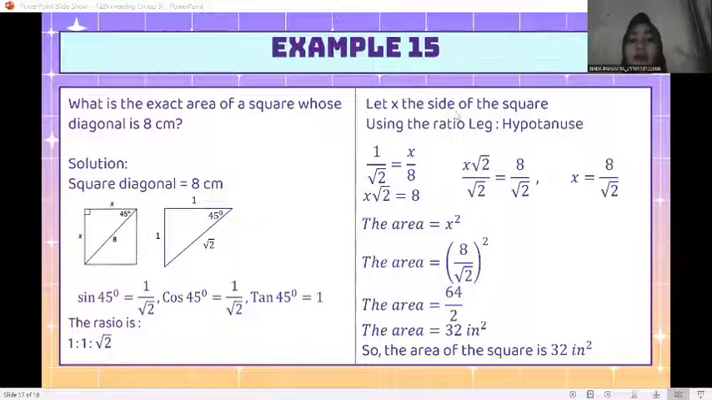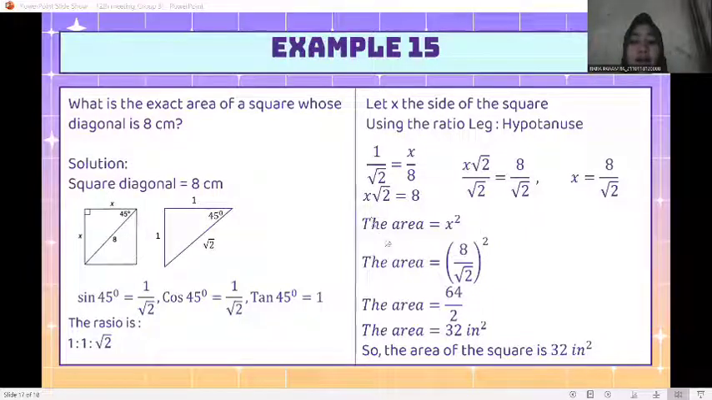Next, let x be the side of the square here. Using the ratio of side divided by hypotenuse, 1 divided by square root of 2 equals x divided by 8. We can cross multiply, so x square root of 2 equals 8 times 1. Both sides, we divide by square root of 2. So x square root of 2 divided by square root of 2 equals x, and x equals 8 divided by square root of 2.